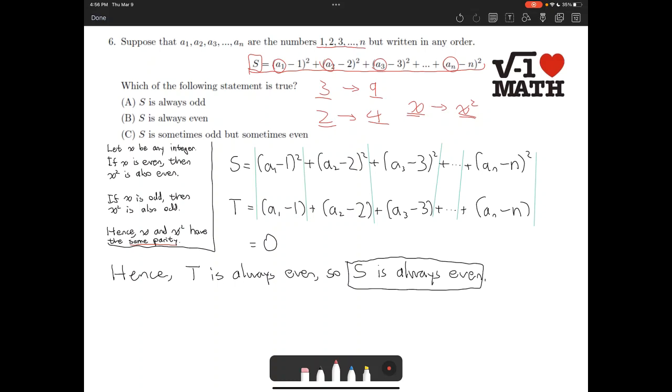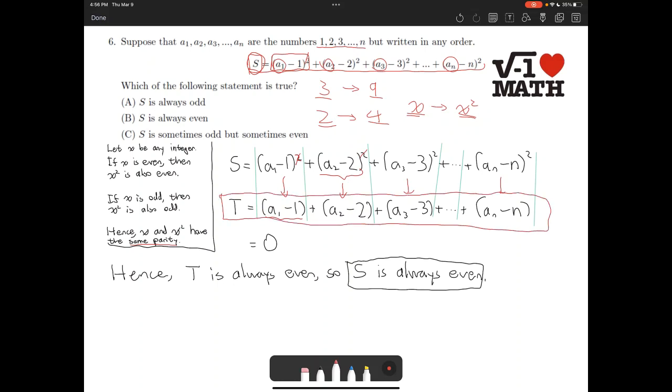Hence, for each one of these expressions, we can drop the square. It will change the number, but we don't care about the number. We care about the parity. So, in this case, we drop the 2. A sub 1 minus 1. Yes. Now, repeat. Drop the 2, etc. And we repeat this for everything. And now we get a new number T.